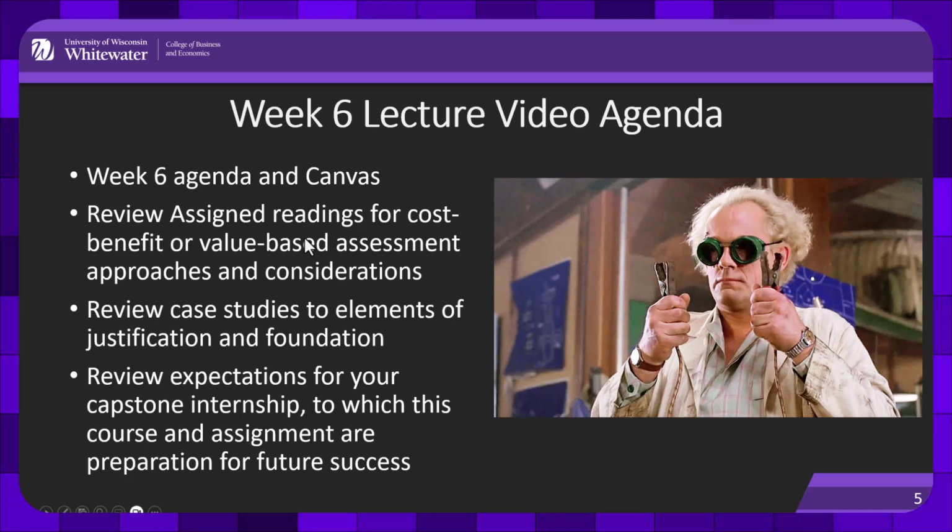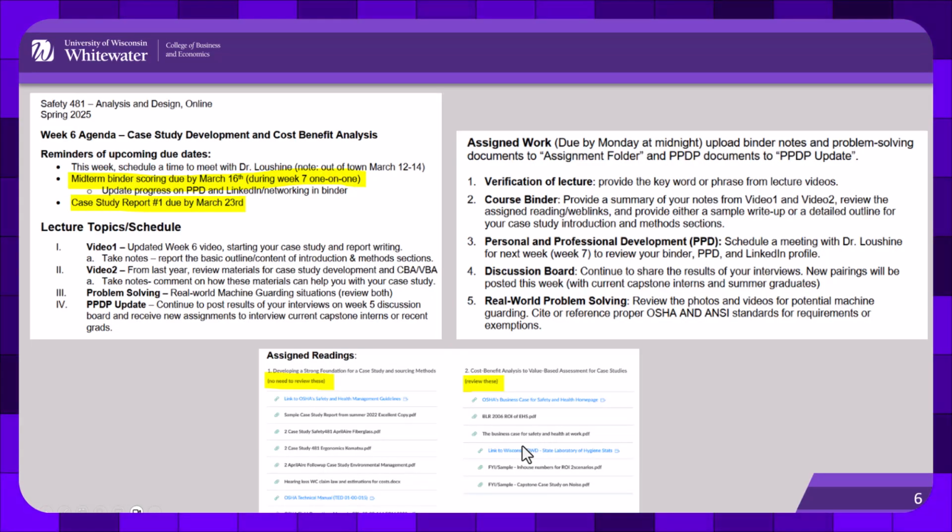I've got some assigned readings, and I've got a bigger list of things that are just for your reference. And then we'll get into, at the end here, I'm going to talk about some expectations for the capstone, because that's what we're building up to. That's the reason we're doing this stuff. So here's our agenda for this week, broken out into 3 parts.